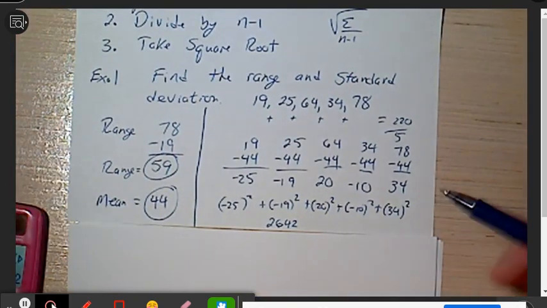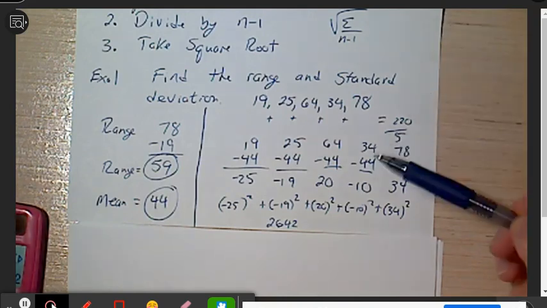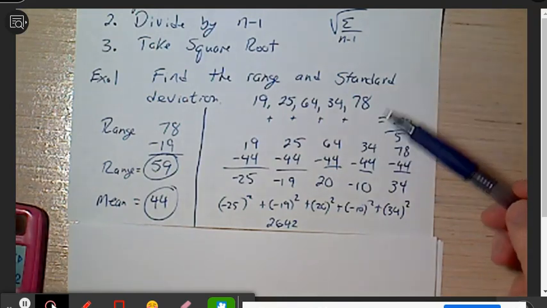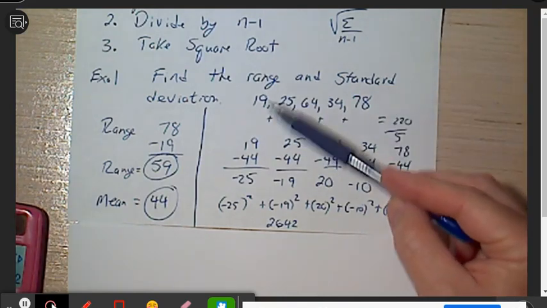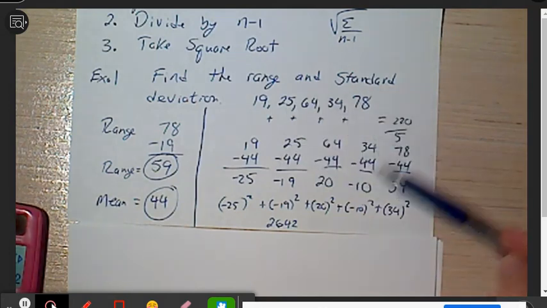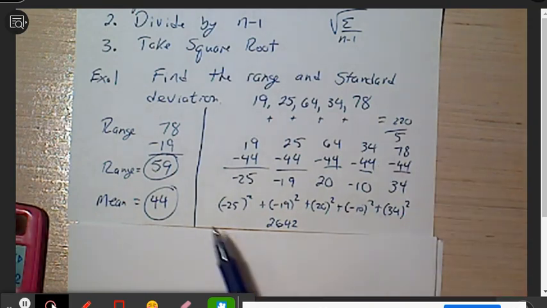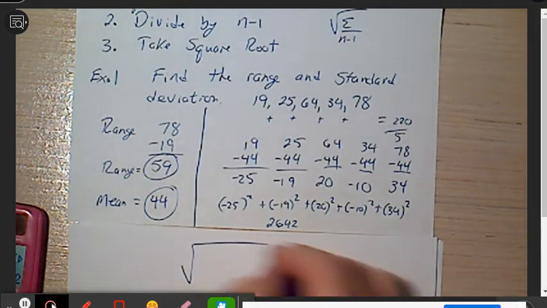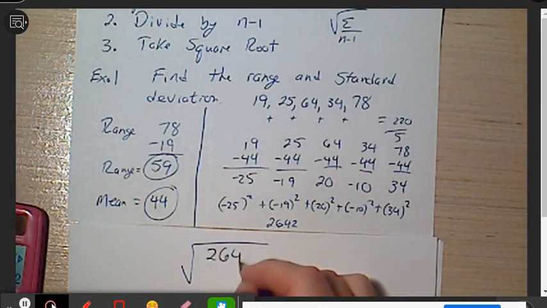Okay, so again, step one, you're basically going to find the mean. Once you've got the mean, you're going to subtract the mean from every number in that distribution. And to get rid of the negatives, they square those numbers, and we find the sum. So we've got 2,642. Last step is, and here's what I would do for calculators, depending on which ones you have.